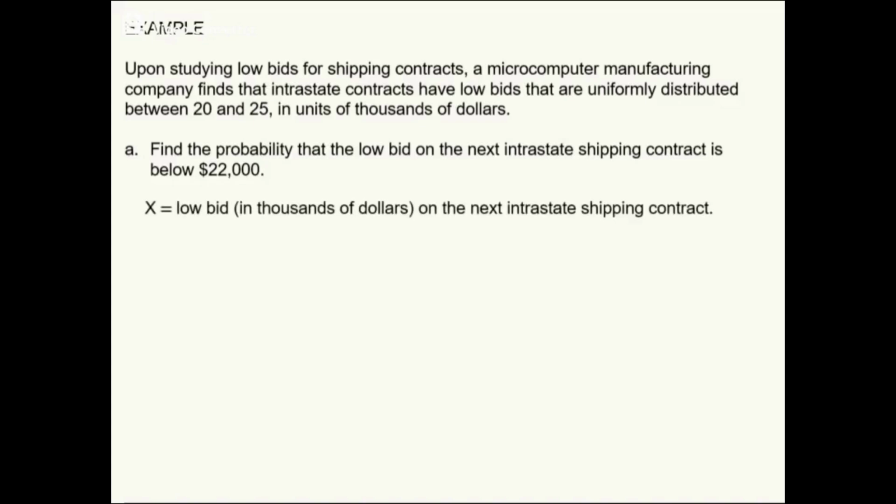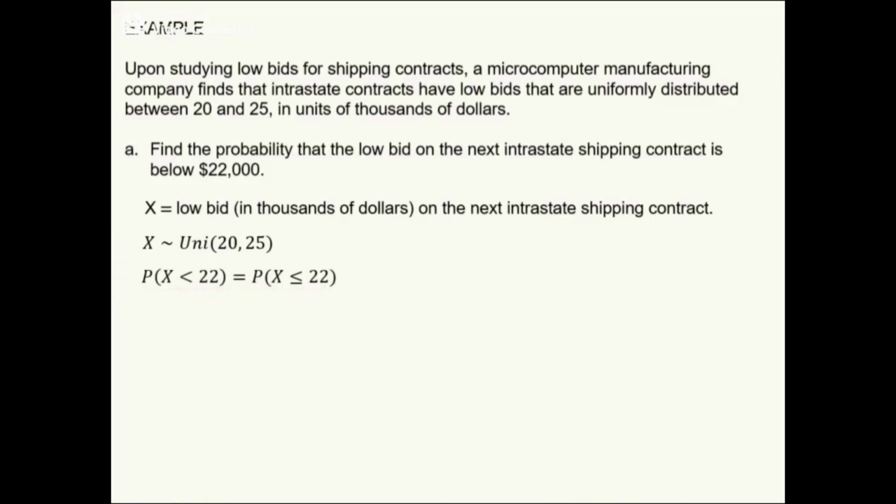So if we let x be the random variable denoting low bits, we're going to do it in thousands. Then we have been told in the question that x has a uniform distribution 20, 25. So the nice thing about chapter 4 is a lot of the times you will actually be told the distribution. You don't have to look for special characteristics in the experiment. So we've been asked to find the probability that x is less than 22, or in other words, less than or equal to 22 if you're given the CDF, because these things are equivalent for a continuous random variable.